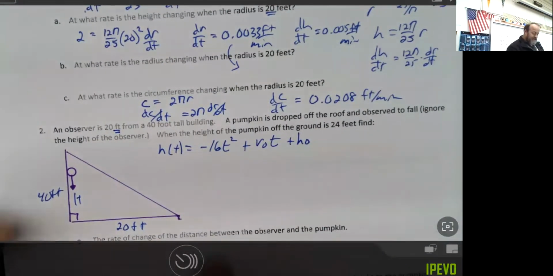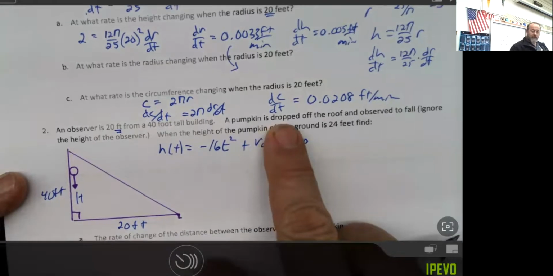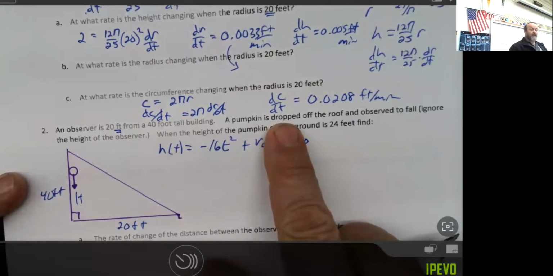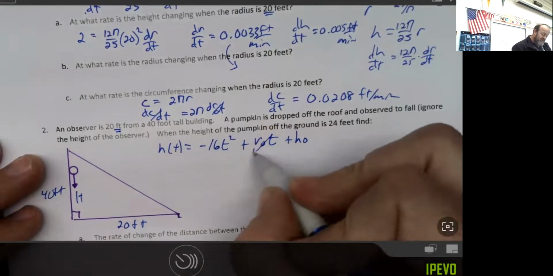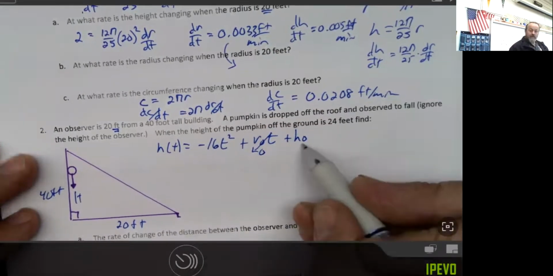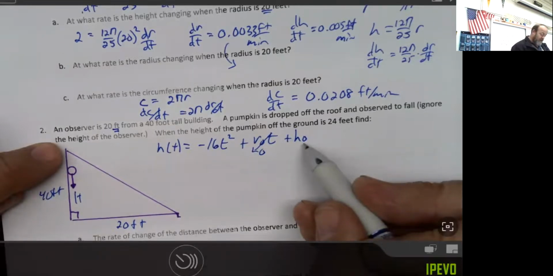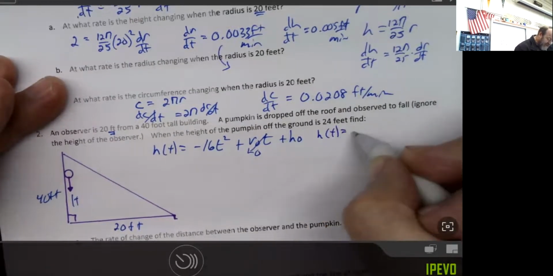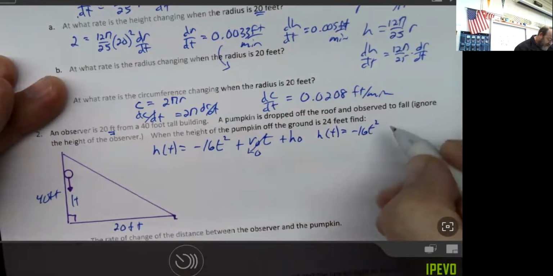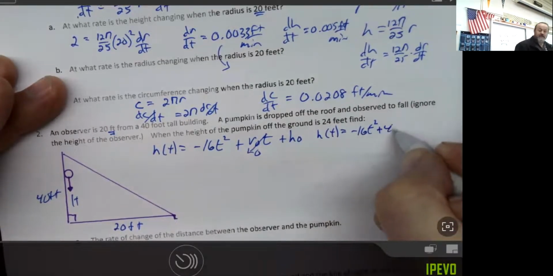But in the problem, it says the pumpkin was dropped. Well, if you drop something, you didn't throw it down, you literally just let it go. So its initial velocity is going to be 0, and the pumpkin was dropped off the building over here, which had a height of 40. So the height as a function of time is negative 16t squared plus 40. That's the height of the pumpkin.